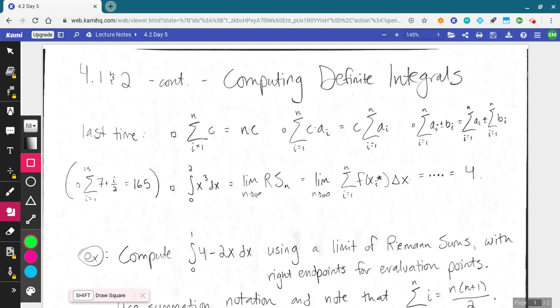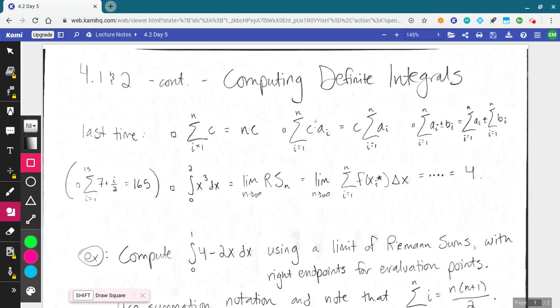Welcome back, everybody. Today, we're going to keep playing around with our motto of calculus, putting that to work and computing definite integrals. Last time, we saw how summation notation could help us out. We saw how summation works with constants, how summation works when we have constant multiples.